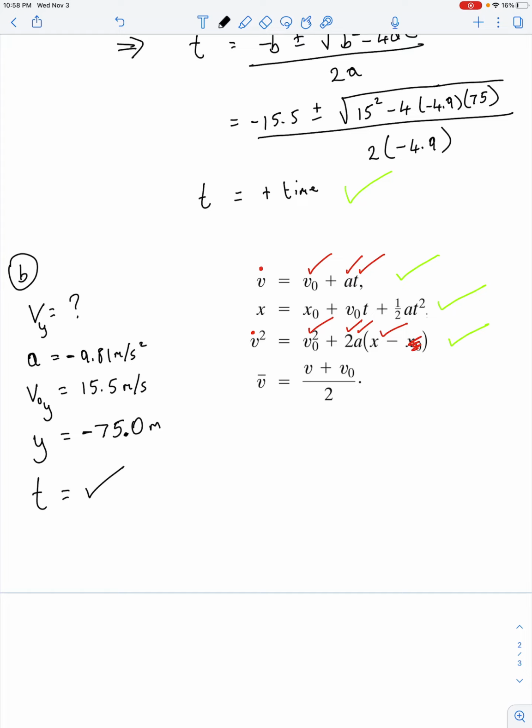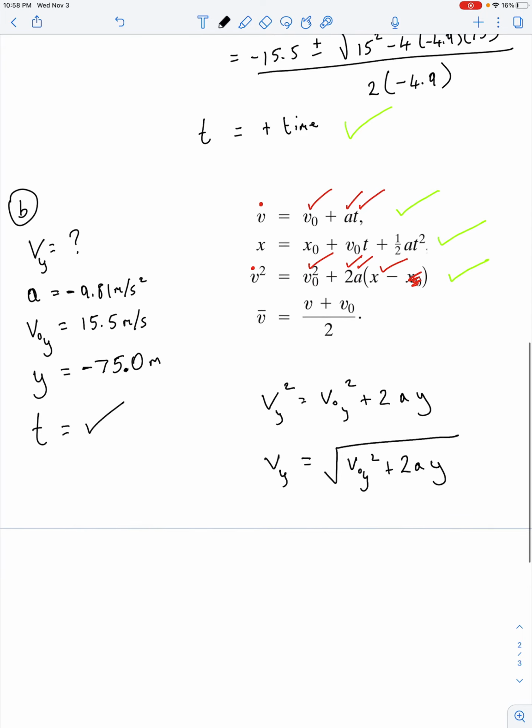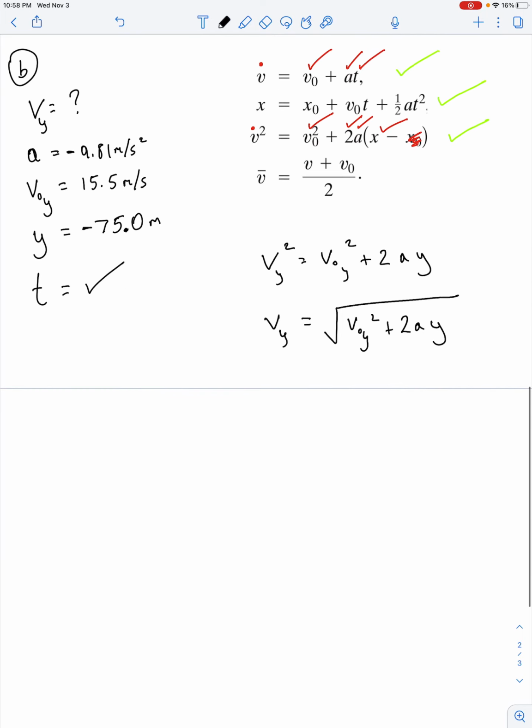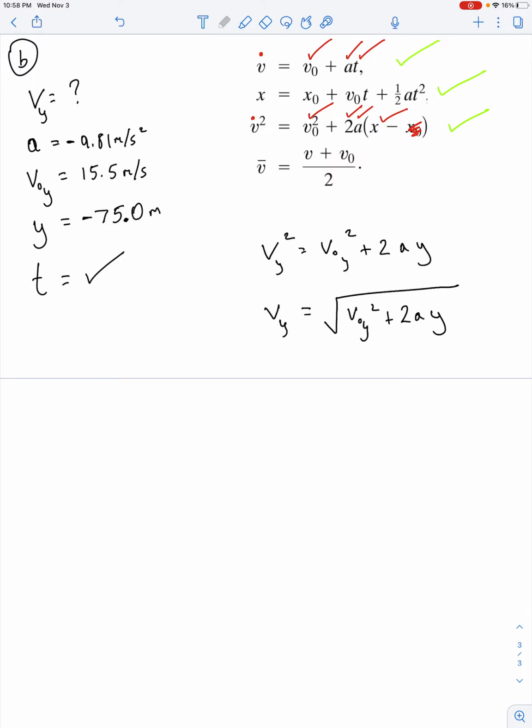So let's go here. I would definitely not use the second one though because it looks kind of tedious. So v squared should be equal to v0 squared plus 2ay. I'm going to put y's there just for practice. Good. Therefore, vy should be equal to the square root of v0y squared plus 2ay. And you could substitute in these numbers and solve. That you could do. Great. Ta-da!